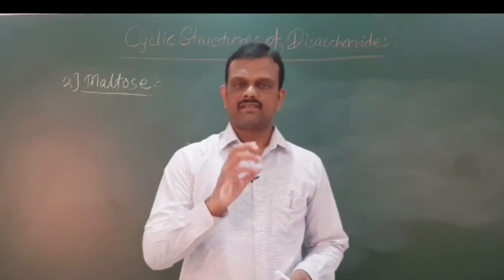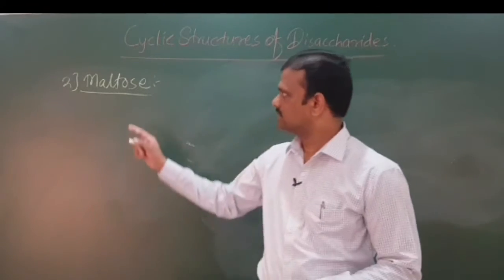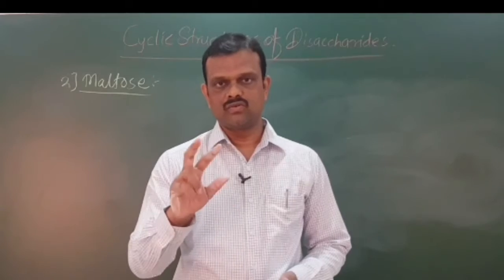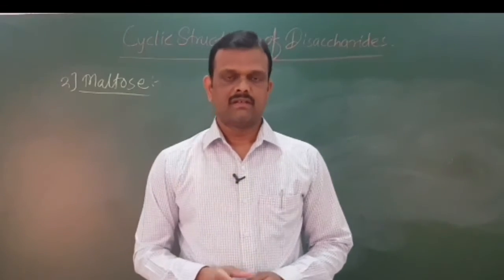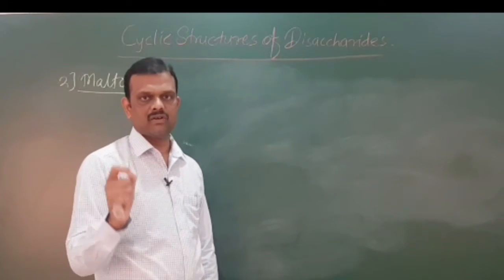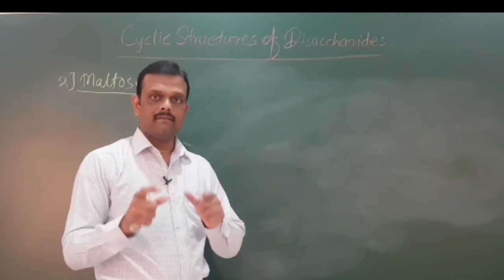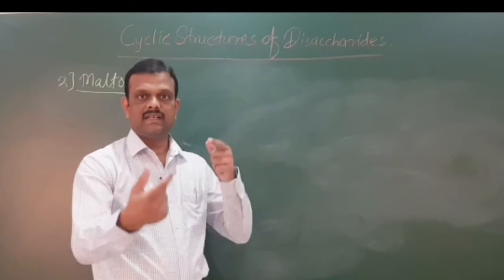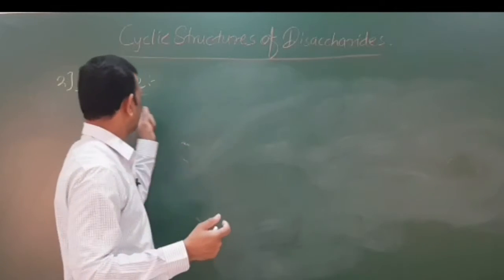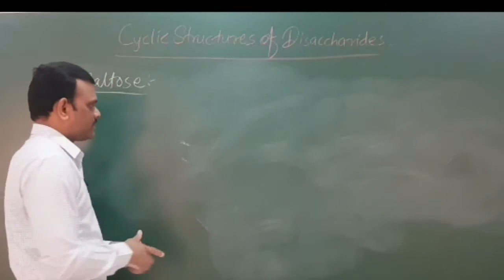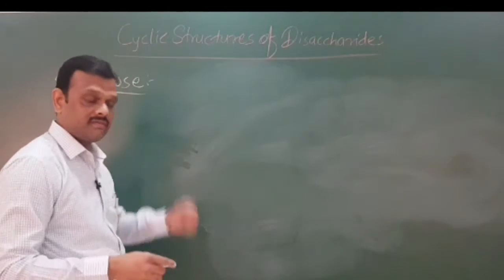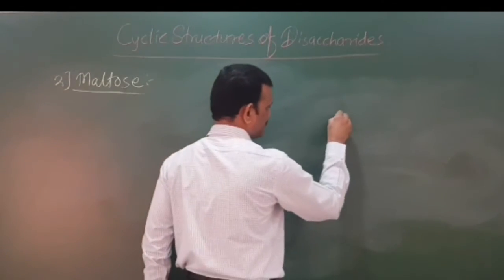Now, the next disaccharide is maltose sugar. Maltose sugar on hydrolysis produces 2 glucose units. Both the glucose units are in the form of alpha anomer. That means 2 alpha D glucopyranose linked to each other through C1 C4 carbons, and they form the maltose sugar. For that purpose, you have to consider the first structure of glucose like this.